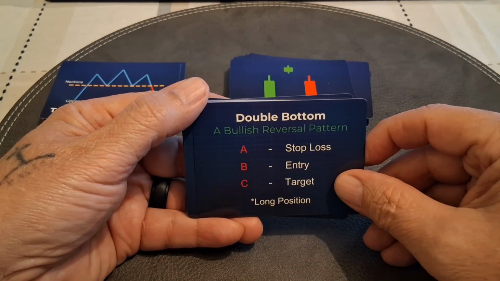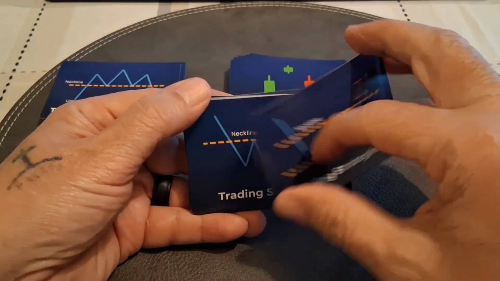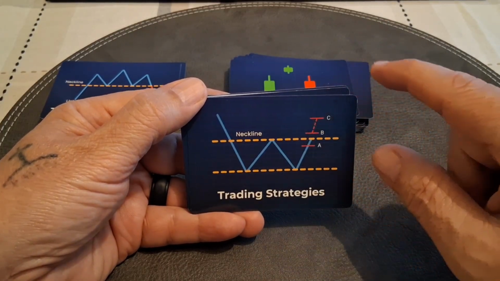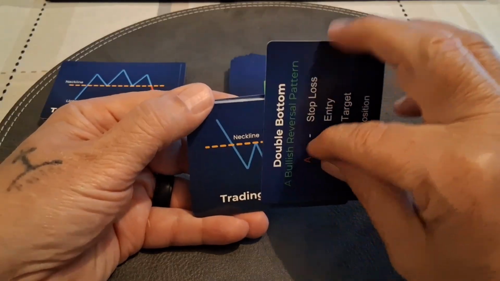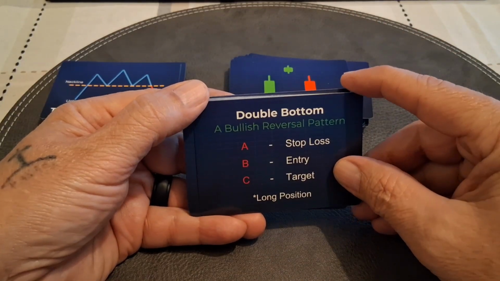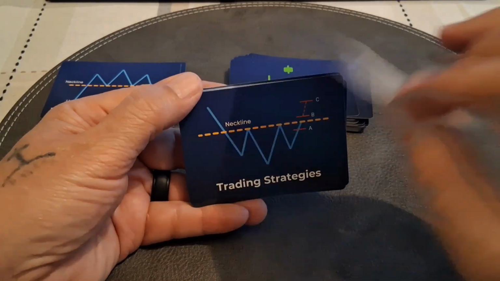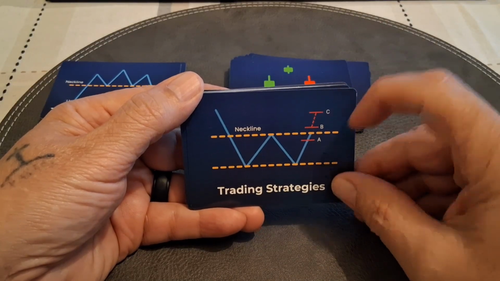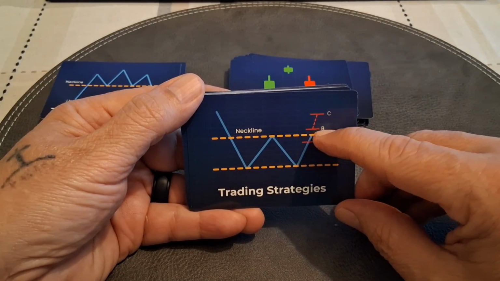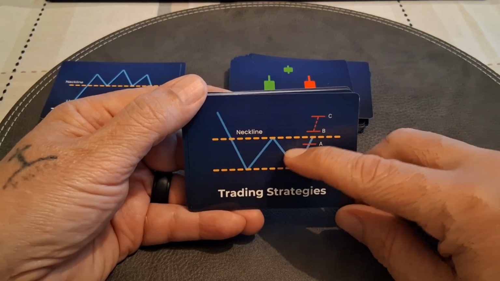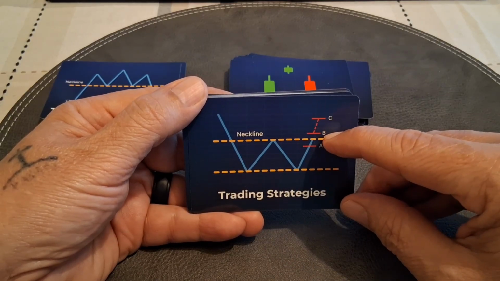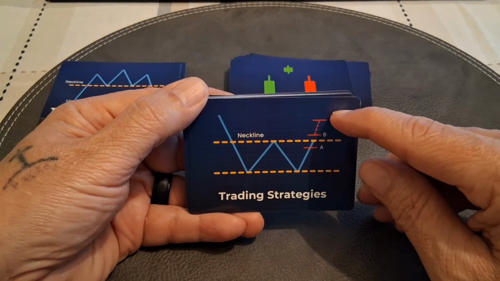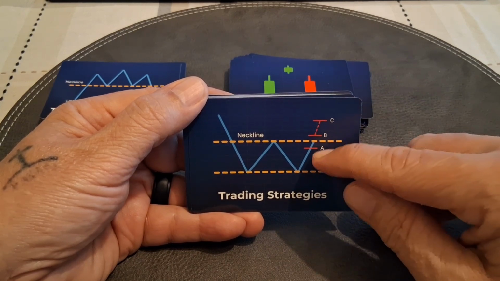Here's a double bottom. Right there, 1, 2, and it comes up, boom. The target, the entry, and stop loss. Your stop loss is right here. You enter about right here. When you see this pattern, enter about right here. And if you keep going up, take some profit there, or take all the profit, whichever you choose to do.